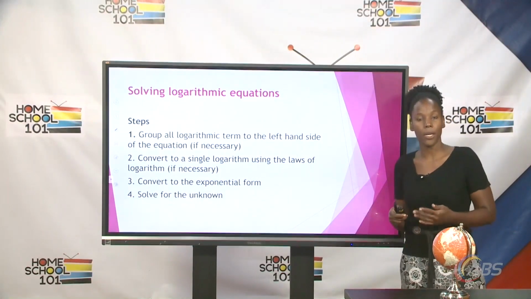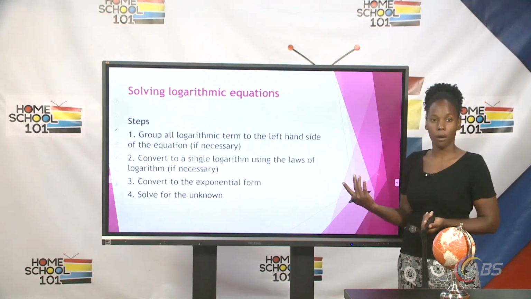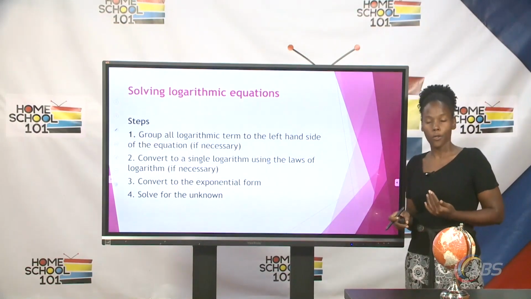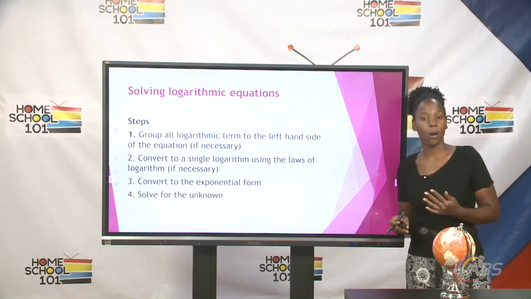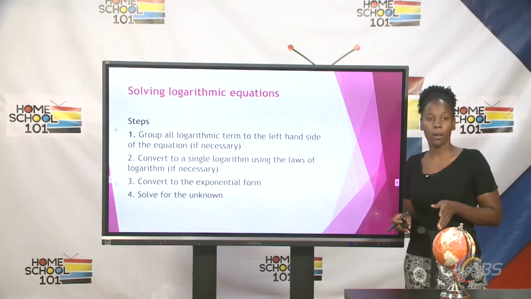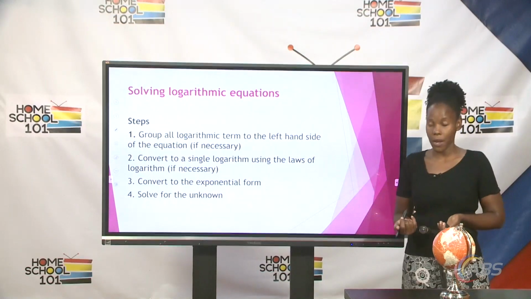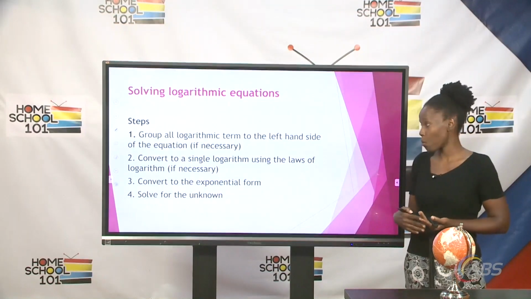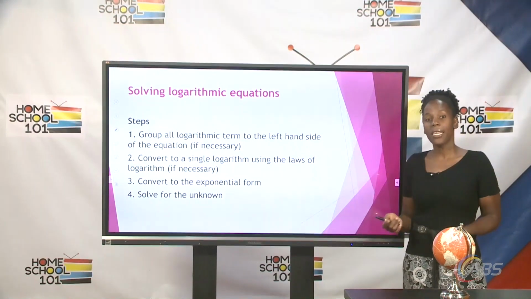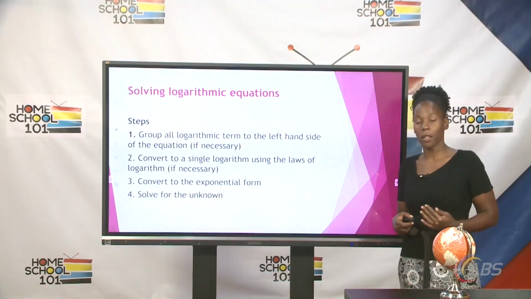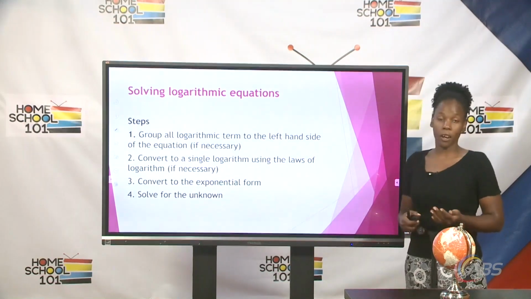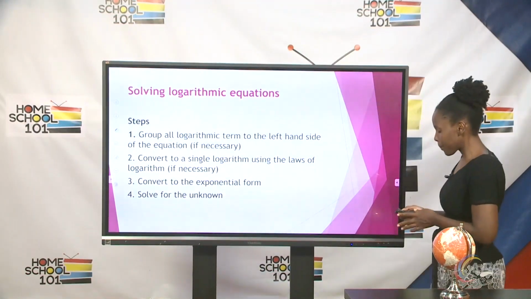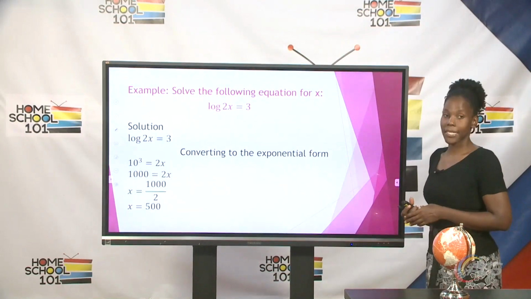Now we will look at solving equations where we actually have logarithms, or logarithmic equations. Steps 1 and 2 are only for the case where you have more than one logarithmic term. If you have only one logarithmic term, then you can go straight to step 3. Once we have more than one logarithmic term, we need to group them all on the left-hand side. We then convert them to a single logarithm using the laws of logarithms. The third step is to convert to the exponential form, and then we solve for the unknown. I have an example here.